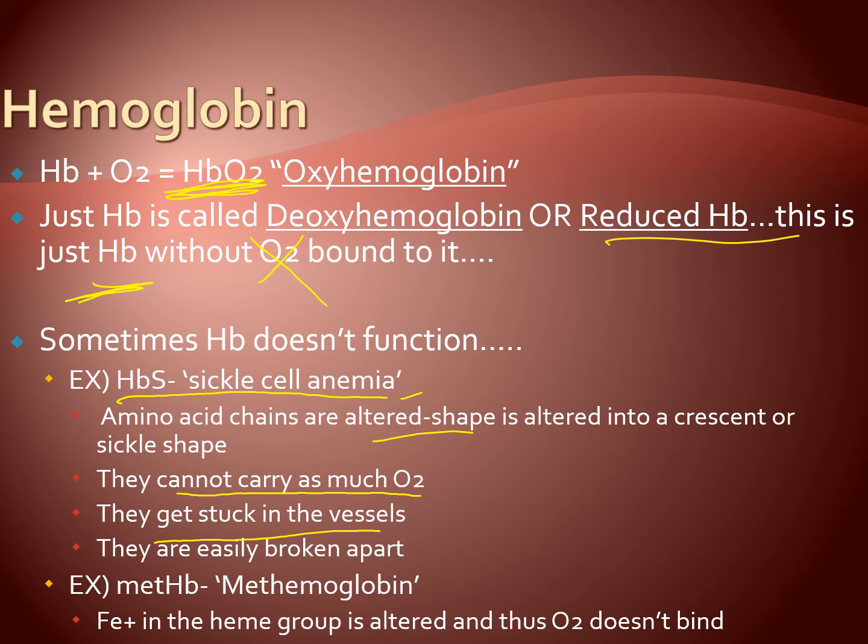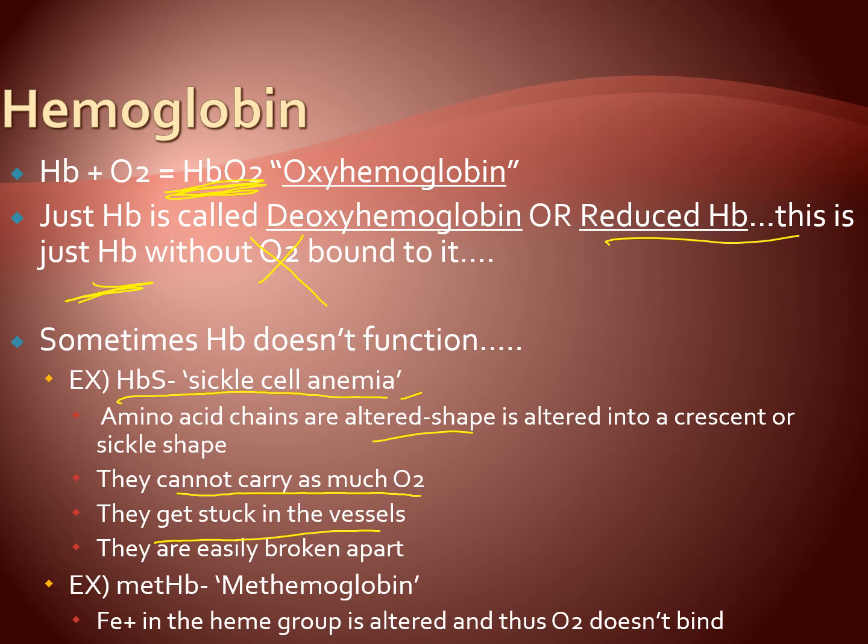There is only enough room for a red blood cell at a time, right? This is a single lane highway, right? It can get backed up, right? So these get stuck in vessels, especially little arterioles, right? Capillaries, and they're easily broken apart as well.